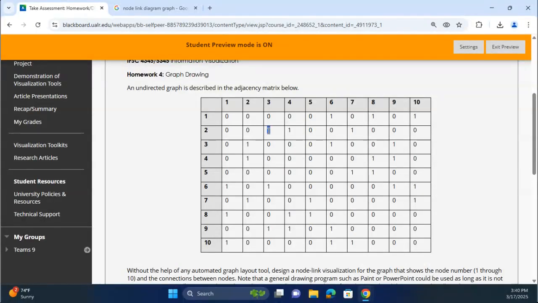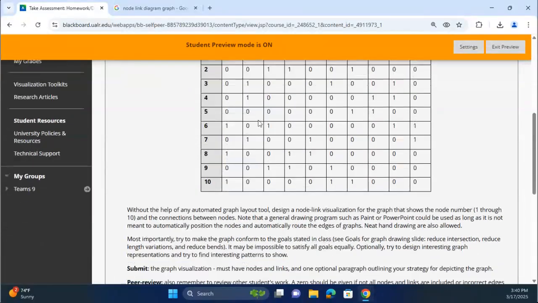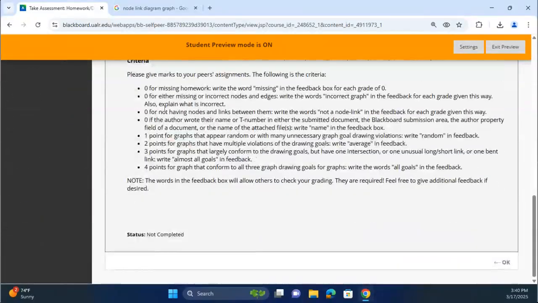Oh, I'm wrong. 3 and 2 are connected. Wrong example. Strike that. Between 2 and 1, there is no connection. So if you accidentally draw a line between 2 and 1, I don't want you to do that. You should be able to see it and avoid getting this 0.